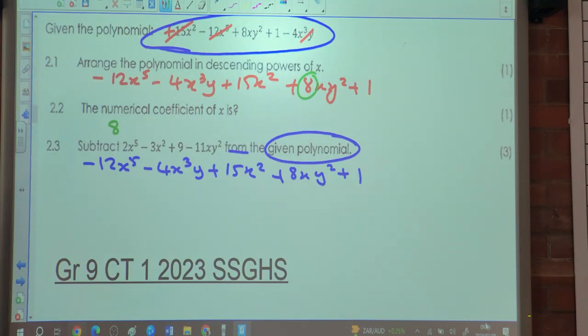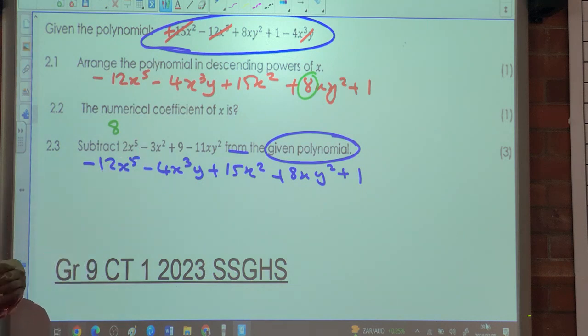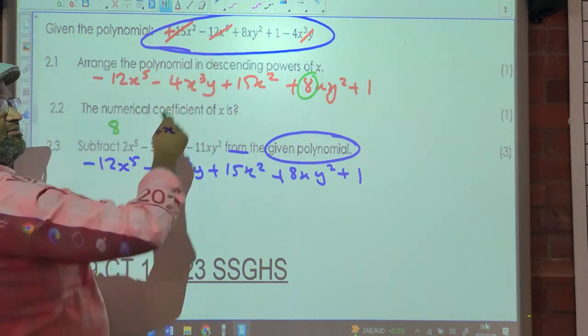Or I could have written the given polynomial first. Between the given polynomial and the other one, if you take the top one or the other, you should get the same answer, because those two are the same.